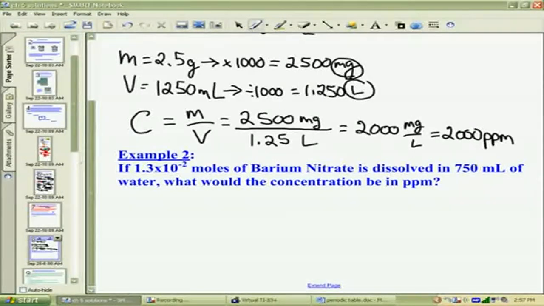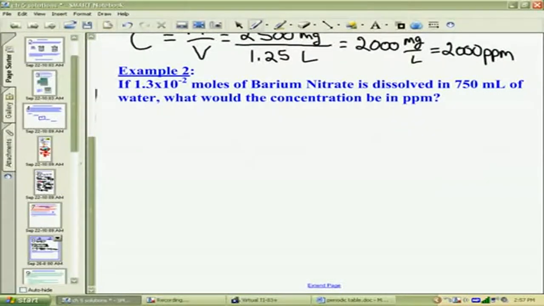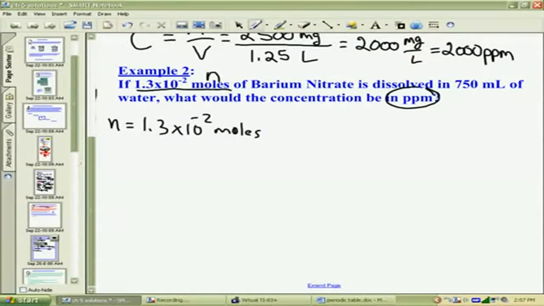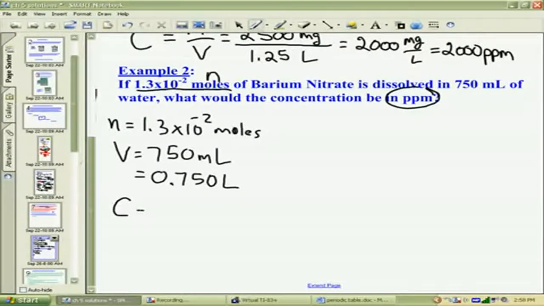Now, it can sometimes be more complicated because they're not going to give you the units in a very nice way. What if they give you moles, and they don't want molarity, but a concentration in parts per million? Well, we'll just have to convert it. Here we're given the number of moles, so that's N, 1.3 times 10 to the minus 2 moles of barium nitrate, dissolved in a volume of 750 mils. So we convert that to liters, divide by 1,000, and you get 0.750. The question wants concentration in parts per million, so we need mass and volume.